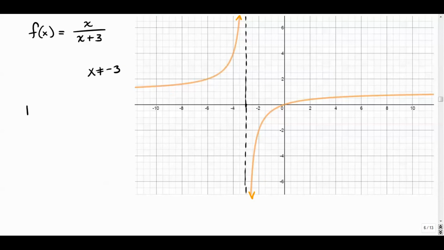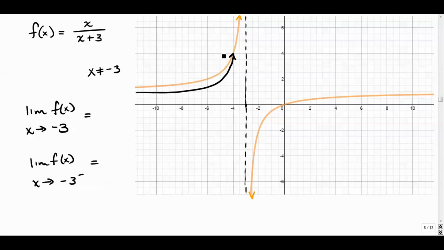So if I'm looking for the limit of this function as x approaches negative 3, well, you have to look at it as one-sided. So come in from the left, negative 3 from the left. So from the left is this way. Follow the curve up, and you see that it approaches positive infinity.